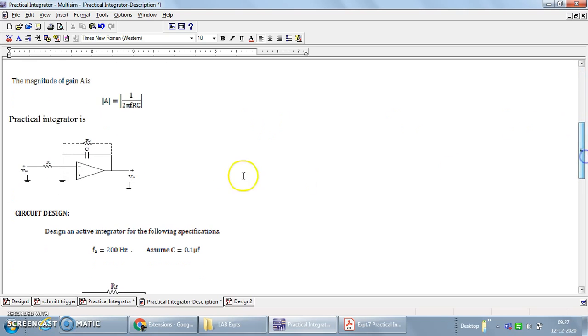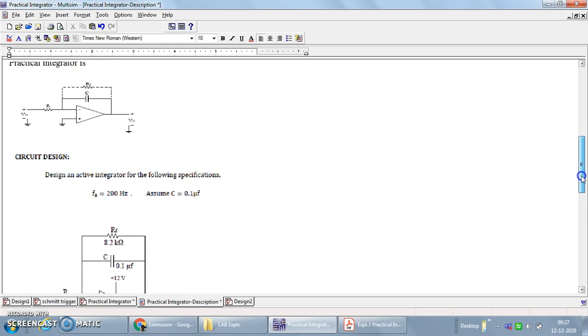By what parameter it is scaled: here it is inversely proportional to the R and C values. We will be seeing this in the simulation part, how increasing and decreasing the R, C values or the frequency values affects the gain parameter. But an ideal integrator, that is with R and C only, has some limitations.